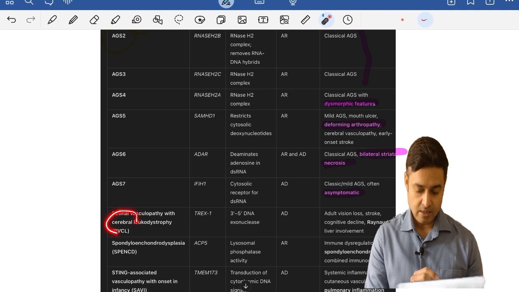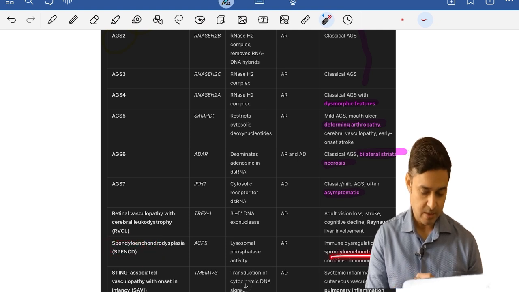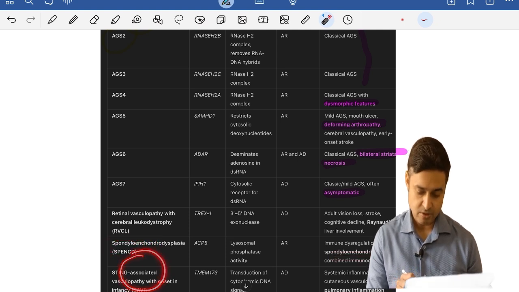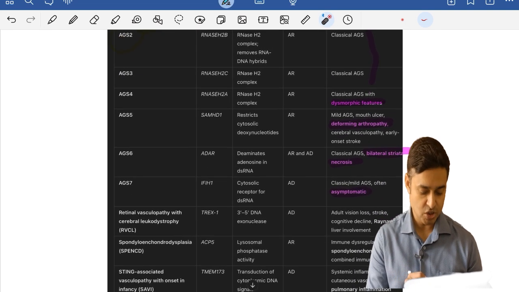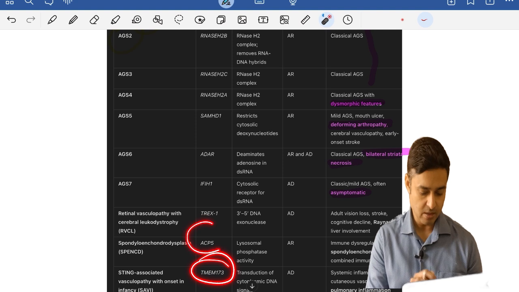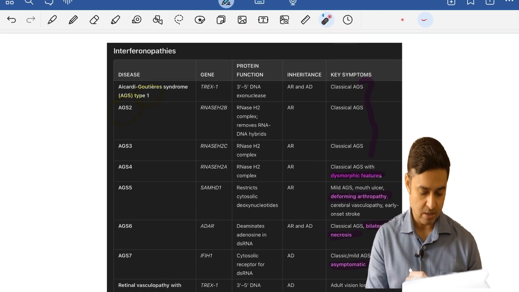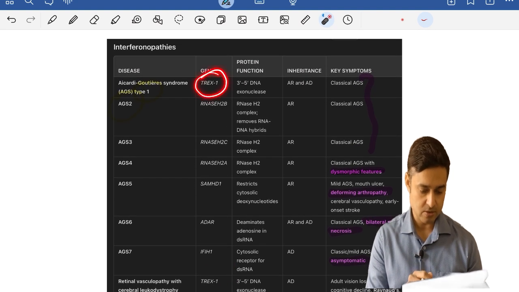Again, RVCL, we can see RVCL. This is acute loss of vision, cognitive decline. SPENCD we have seen. This is immune dysregulation. STING we have seen. This is due to pulmonary and cutaneous involvement. And the genes you can remember from this table, these genes are important. Just remember these genes. And TREX1 is 1.